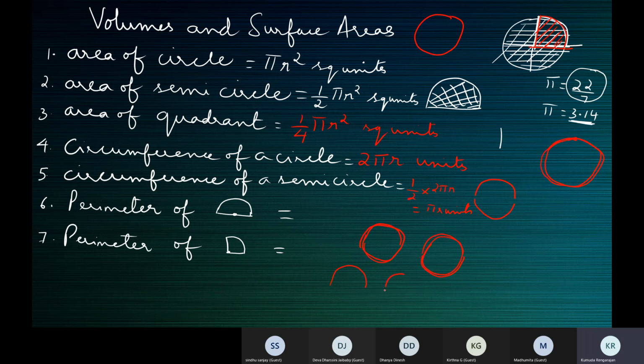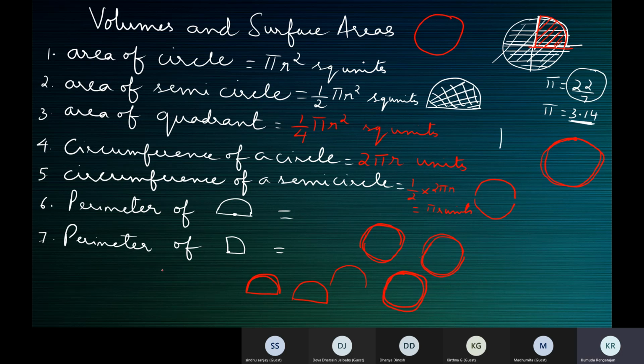Okay, this is a circle. The length of the boundary of a circle is 2 pi r. The length of the boundary of a semicircle, only this length, is half of 2 pi r, which is pi r. Only this length, children, not including this. That's what I'm trying to say.